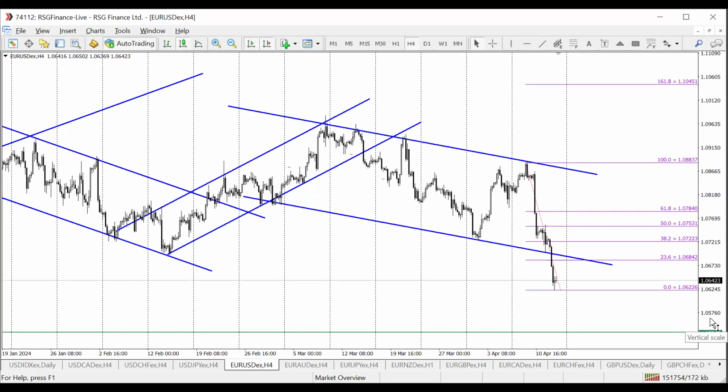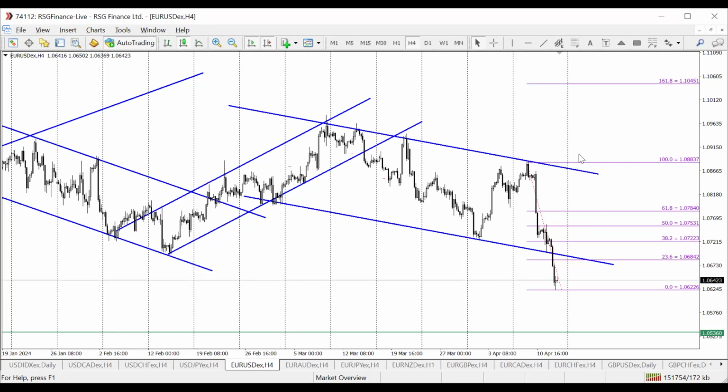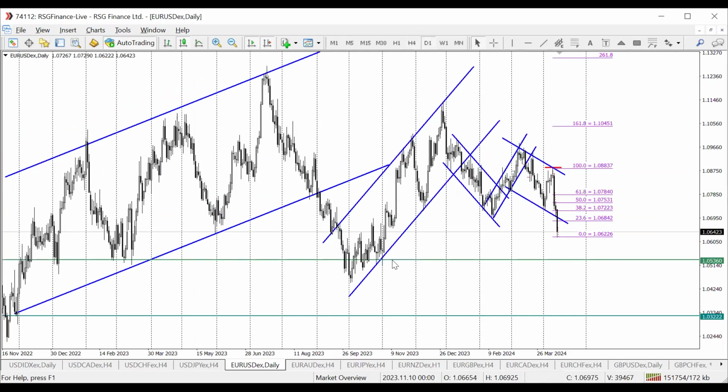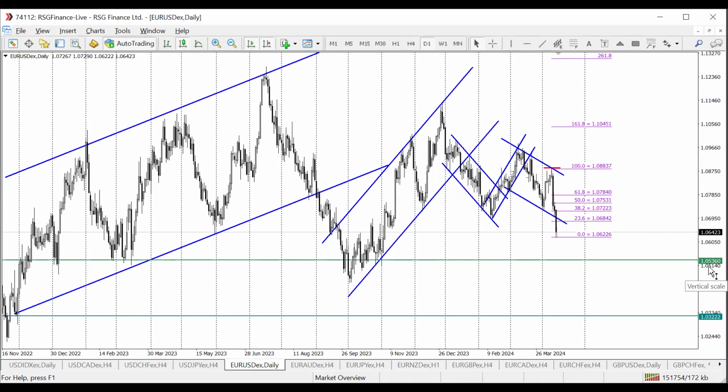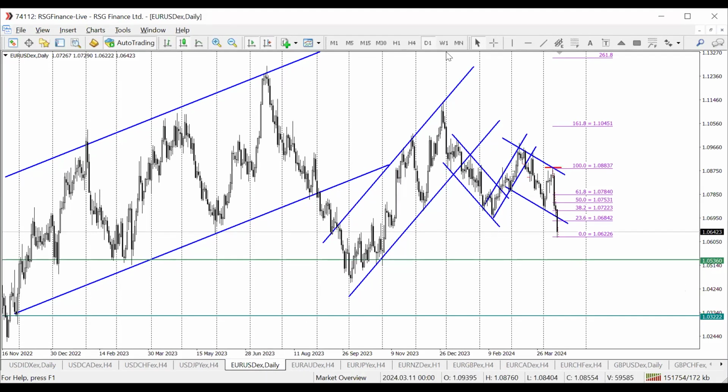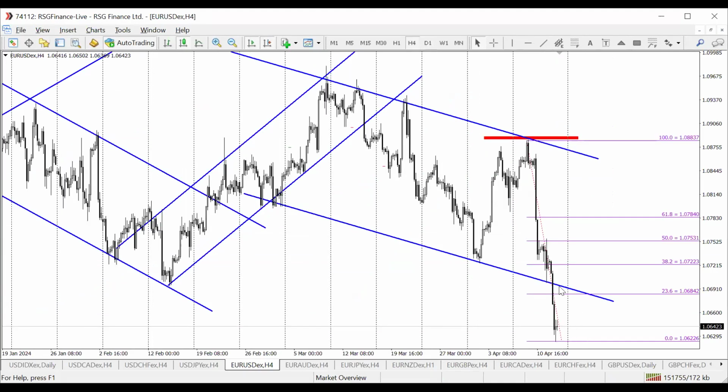So the target is already given, 1.0536. If price makes it up there, this will give me a better risk to reward ratio. Set my stop loss up there and sell towards the next key level. Next key level is given around this zone, so that's where I'll be targeting. Okay, so that's Euro USD 1.0536, but please don't forget, expect some level of retracement.